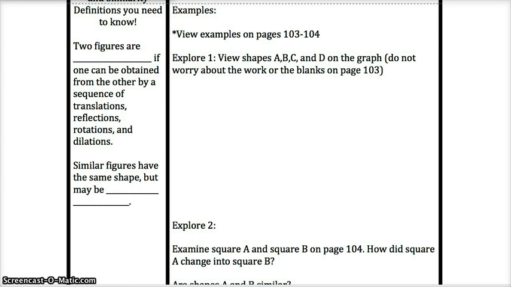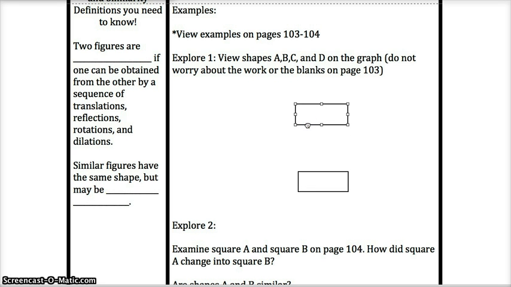So what I first want you to do is look at the first rectangle, rectangle A, and think to yourself, how did that rectangle get to be rectangle B? How did it turn into rectangle B? What process did it take to get from here to here? And if you said a slide, you're correct, because this one slid down to be here.